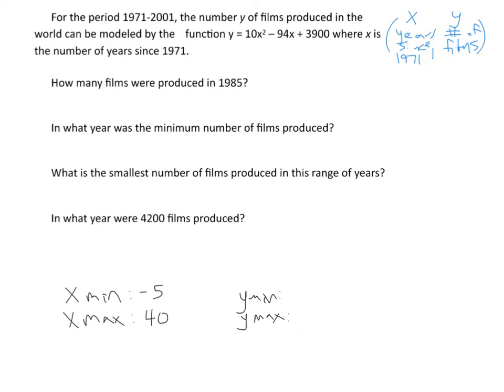So again, we can leave y min at -10, that's fine. Our y maximum, I'm going to put 5,000 at first, because I know we're going to need to be at this value or higher for the number of films. Let's see what that looks like.